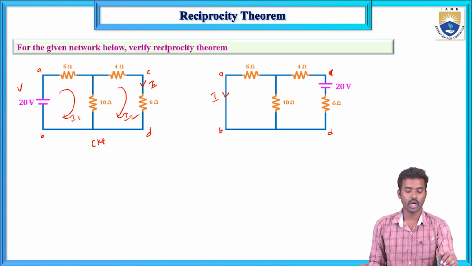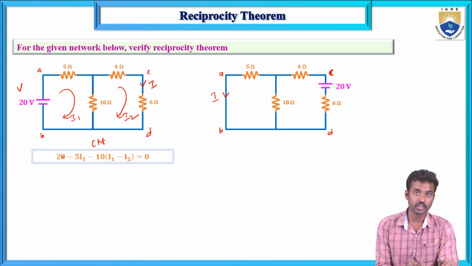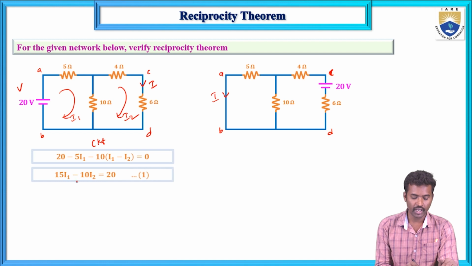Now for this, apply mesh analysis. In the mesh analysis, first step, apply KVL in mesh 1. 20 is the rising voltage, and minus 5 I1 is the resistive drop, and minus 10 into (I1 minus I2) equals 0. If you simplify this, the equation is 15 I1 minus 10 I2 equals 20. This is equation number 1.